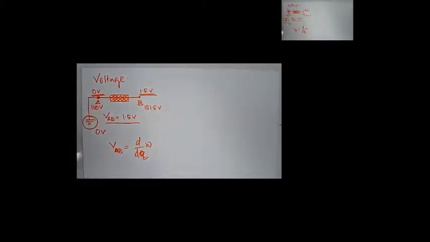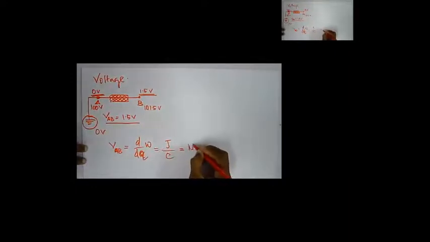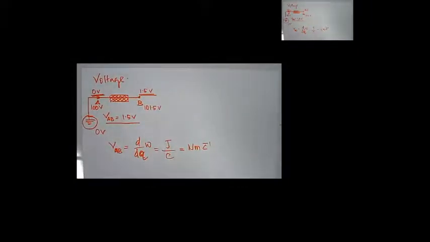Or simply this will be joule per coulomb. Work is measured in joules and charge in coulombs. So the dimension of voltage will be Newton meter coulomb minus 1, joule per coulomb. Now you know what voltage and current are. Now let's see about power.